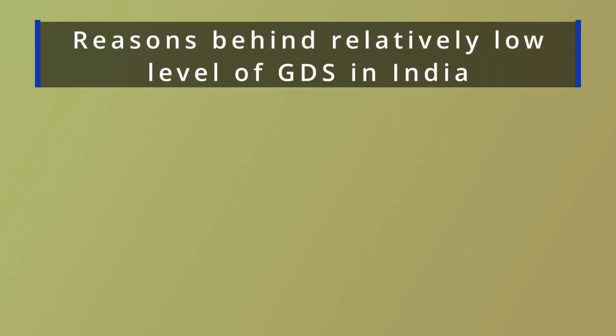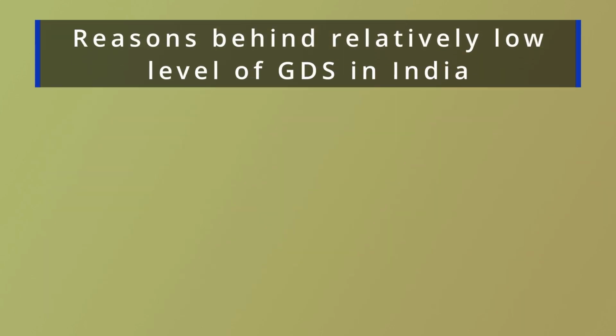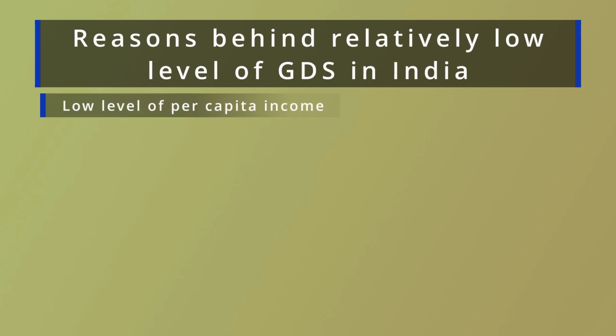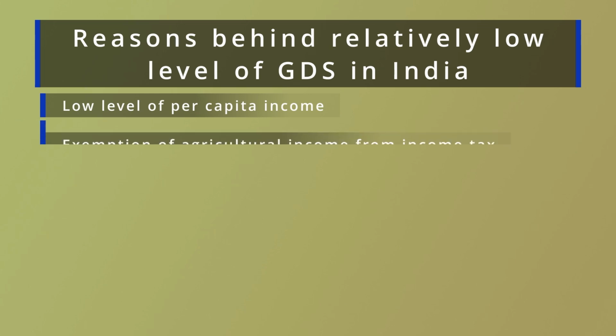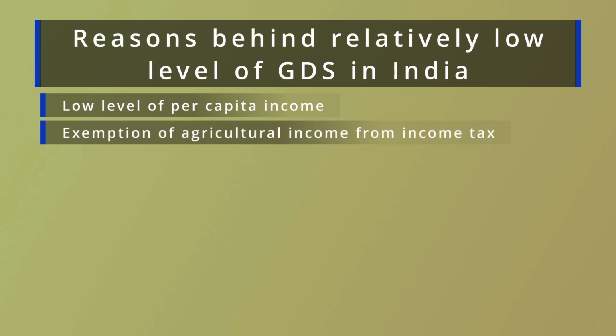Now, what are the reasons behind this low gross domestic savings in India? First reason is our per capita income remains at a very low level. And second reason is exemption of agricultural income from income tax. If you exempt agricultural income, then some of the big farmers, rich cultivators, may not recycle their savings into investment. So their savings may convert into conspicuous consumption, say unnecessary consumption without any productive investment.